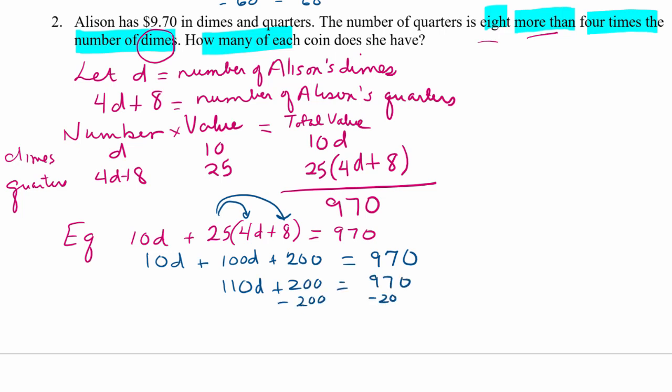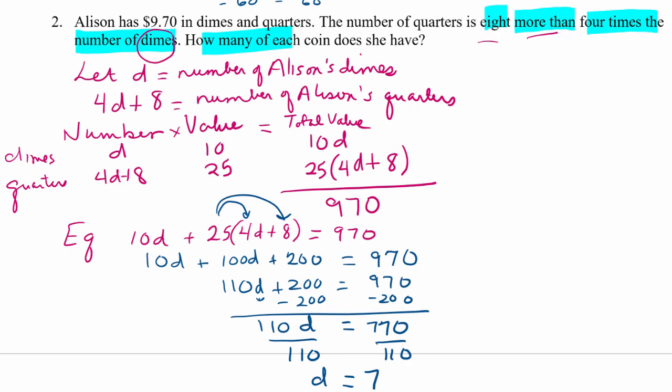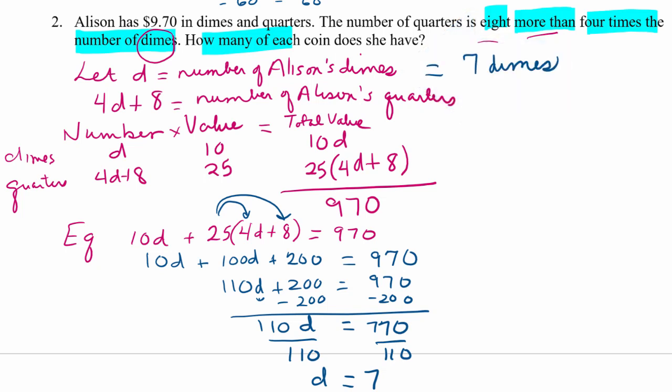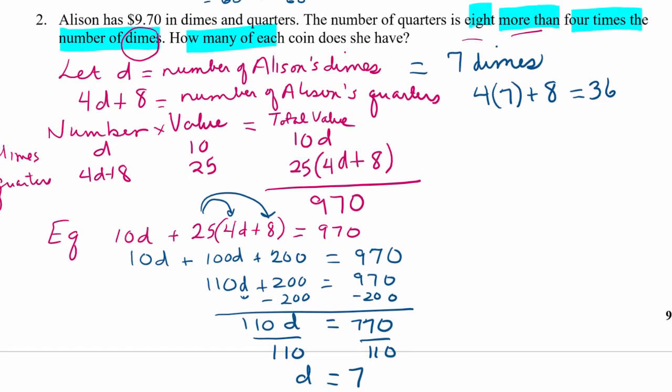And now on the left we have like terms, 110D, and then we're going to subtract our 200 so that we can isolate this D here, right? So we have 110D, which equals 770, and then we're going to divide by 110, and D is 7. So what do we just find? She's got 7 dimes. How many quarters does she have? Well, she has 4 times D plus 8. So that's 28 plus 8, or 36 quarters.